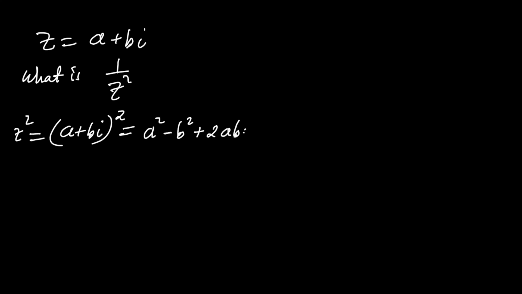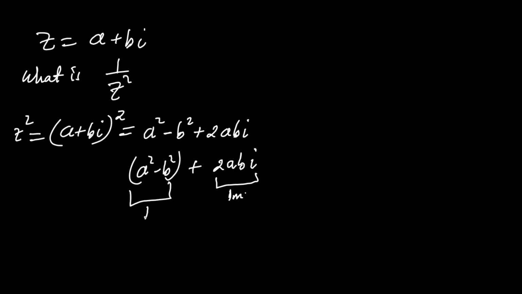Clearly we notice that a squared minus b squared is the real part, since it doesn't contain the i, and the 2abi is the imaginary part. Having this in mind, we are going to simply replace it in our expression. We were given the expression 1 on z squared. So this will simply be equivalent to 1 all over a squared minus b squared plus 2abi.